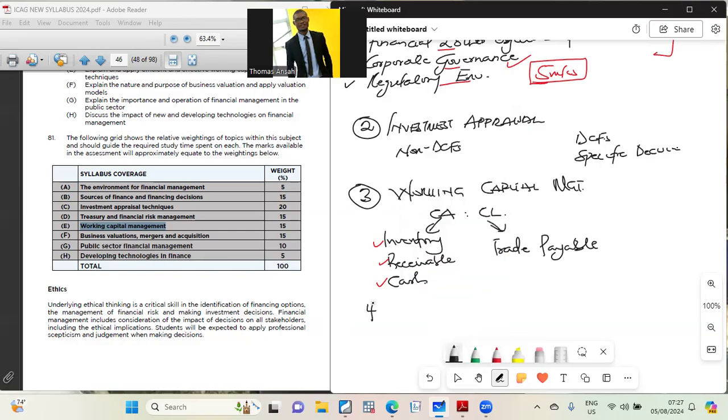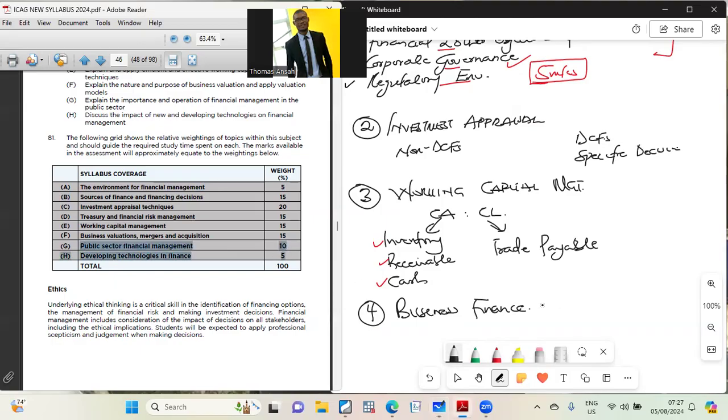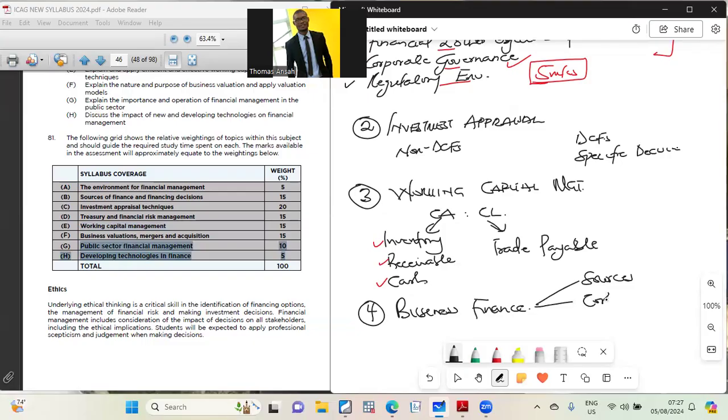Then the fourth thing we will consider in this class is what I call business finance. Business finance used to be 20 marks in the old syllabus. Now it is 15 because of the introduction of these two topics. In business finance, we'll be talking about the sources of finance. How do we get money? How much will it cost us to get the money? And how can we fit them into our capital structure? So these are the things.